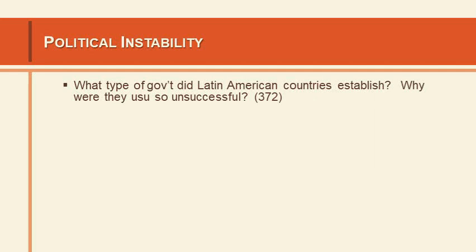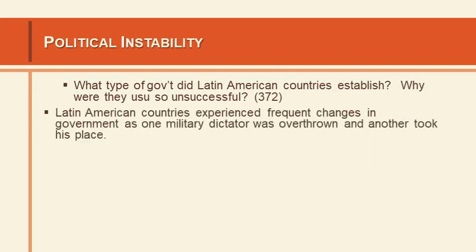Again, they sought to establish republics, but not having those strong principles, strong traditions, strong institutions that are able to maintain republican and democratic government, they end up getting overrun and it just becomes these tiny dictatorships. They experienced frequent changes in government as one military dictator was overthrown and another took his place.